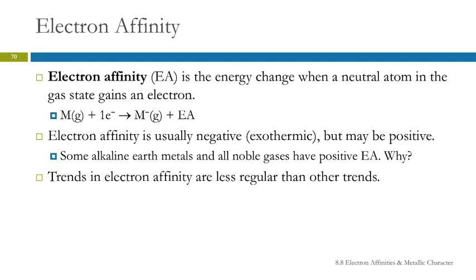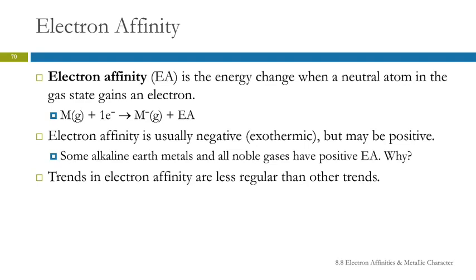Electron affinity is usually negative, meaning that when you add an electron to an atom, it is releasing energy, but sometimes it's positive. Some alkaline earth metals and all of the noble gases have positive electron affinities, meaning they resist having an extra electron put on them.